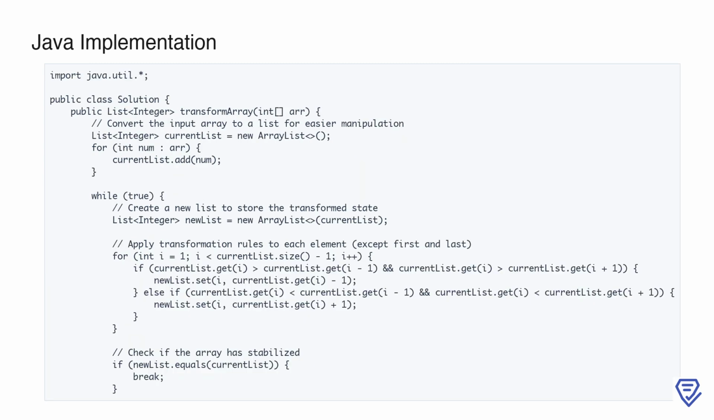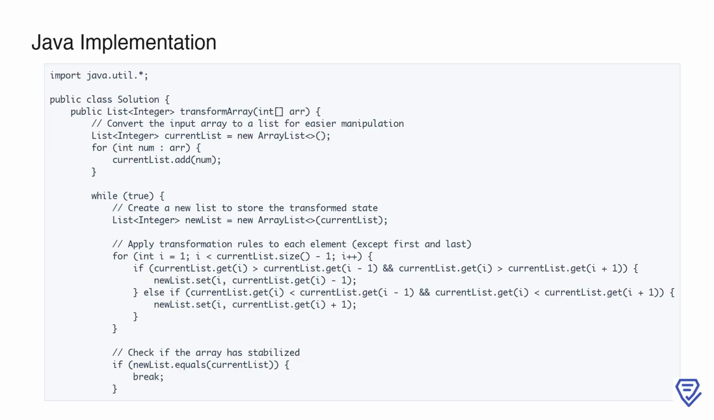Here, we begin by importing the necessary Java utilities, and then we define our class and method. The method, transformArray, takes an integer array as input and returns a list of integers after performing the transformation. First, we convert the input array into a list called currentList. This conversion makes it easier to manipulate the elements during the transformation process.